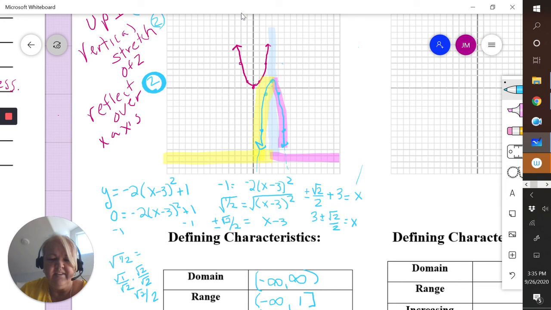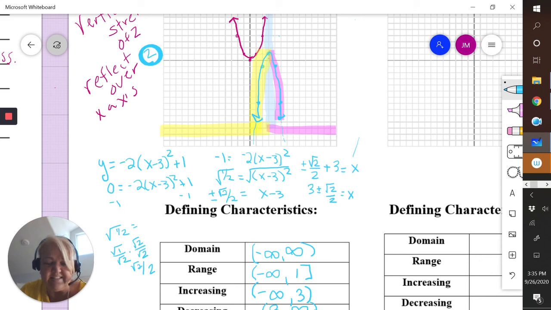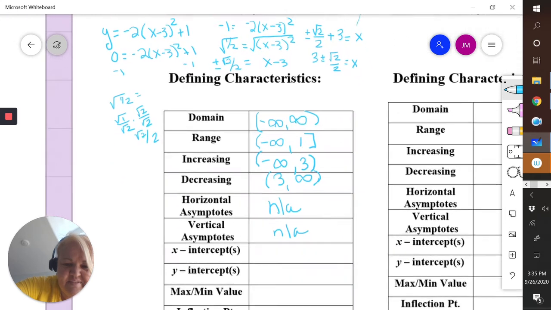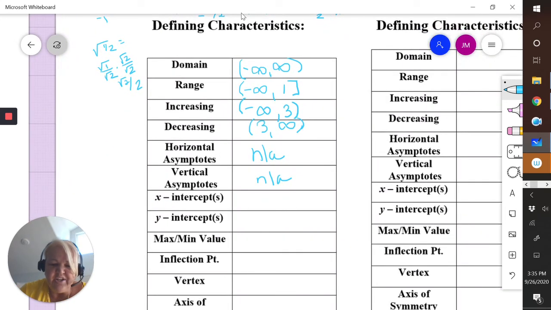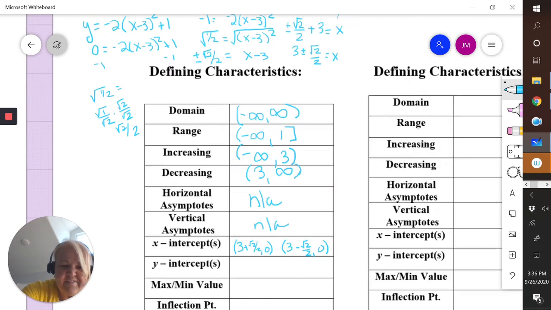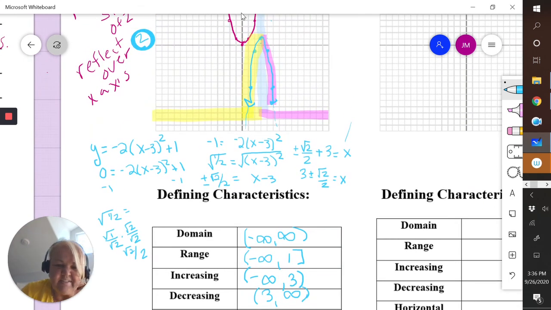Okay, so those are my x values. So for my x-intercepts, we're just going to leave it like that. That's the exact value of where it crosses the x-axis. You can get the decimal equivalent if you want, if you put it in the calculator. So my x-intercepts, there are 2 of them: 3 plus the square root of 2 over 2, 0, and 3 minus the square root of 2 over 2, 0. As you can see from the graph, we do have 2 x-intercepts, something around right here and around right there, and that's what those values are.